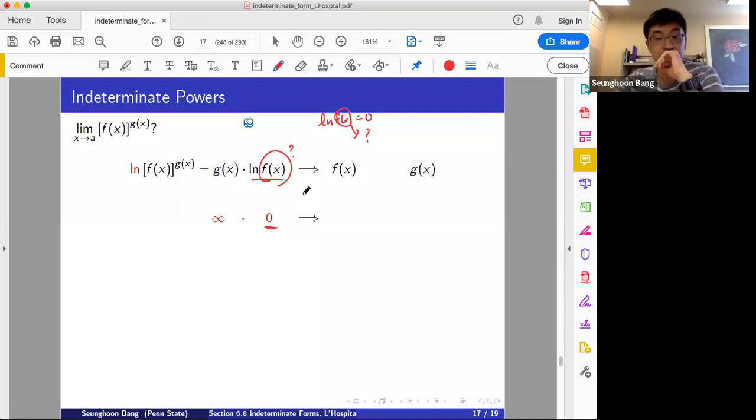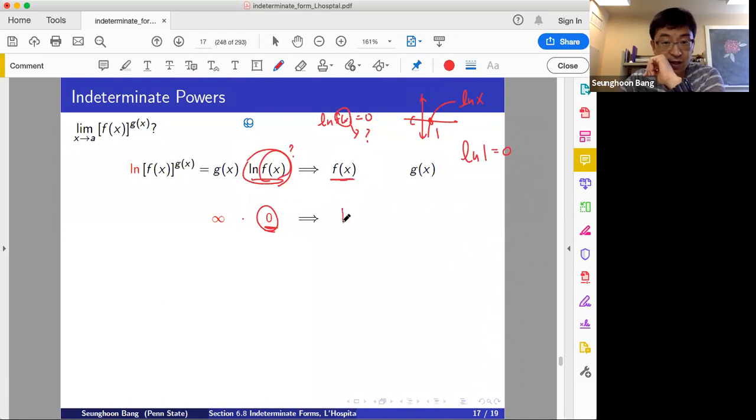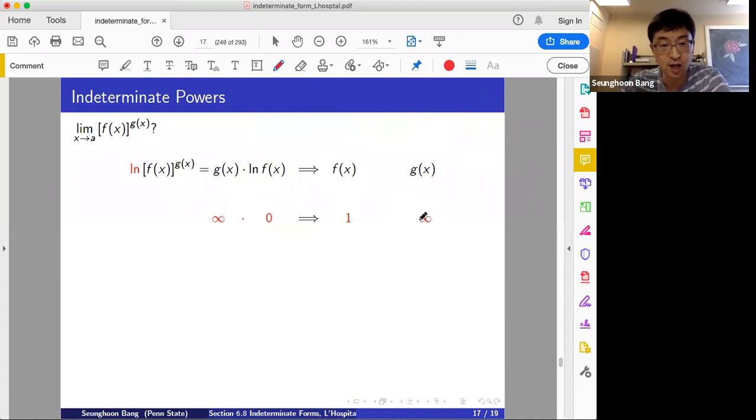So what's that? Here, do you know this one? What's the ln function? The ln function is like this. So this is 1. What does it mean? ln of 1 equals 0. So here, the ln of f of x is like 0. What's f of x? F of x is just 1. G of x is going to infinity. So we have 1 times infinity. F of x is 1, g of x is infinity. We have this kind of thing.